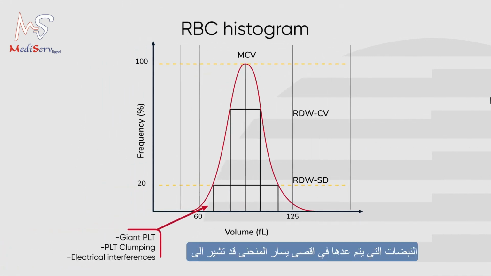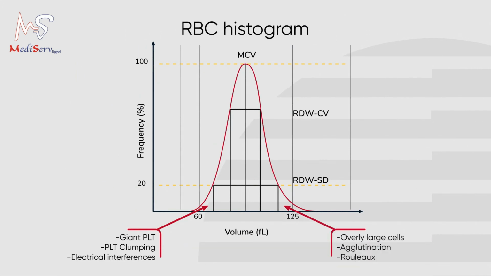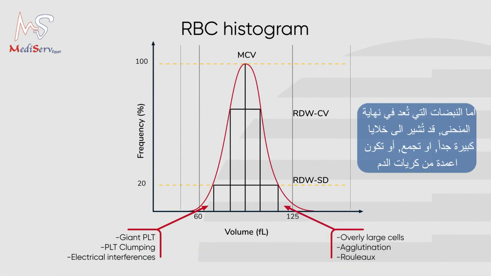Pulses that are counted in the far left of the curve can indicate giant platelets, platelet clumping, or electrical interferences. Pulses that are counted in the tail of the curve can indicate overly large cells, agglutination, or rouleaux.